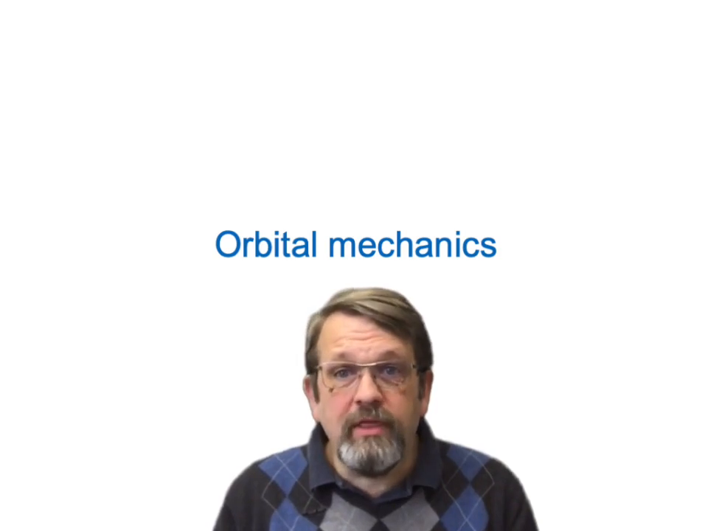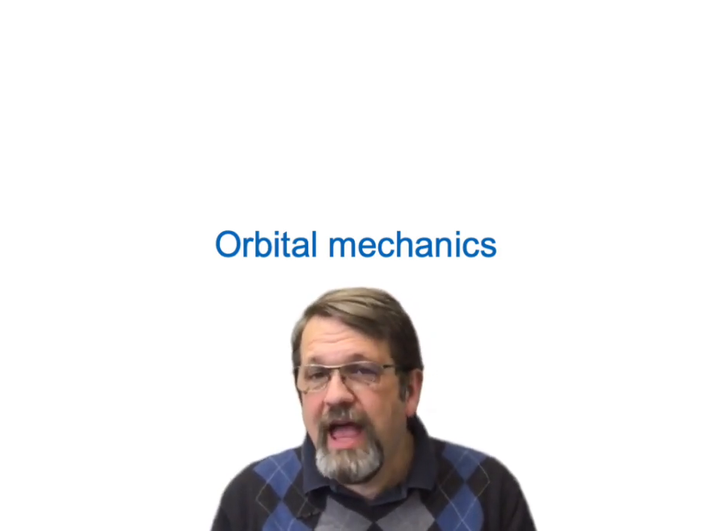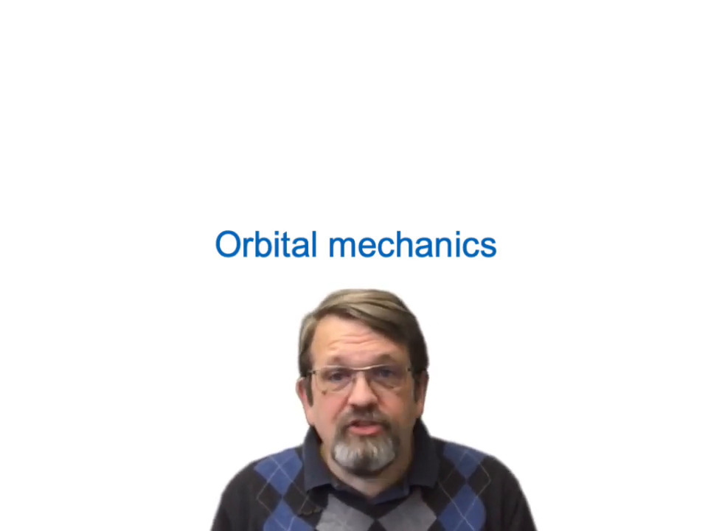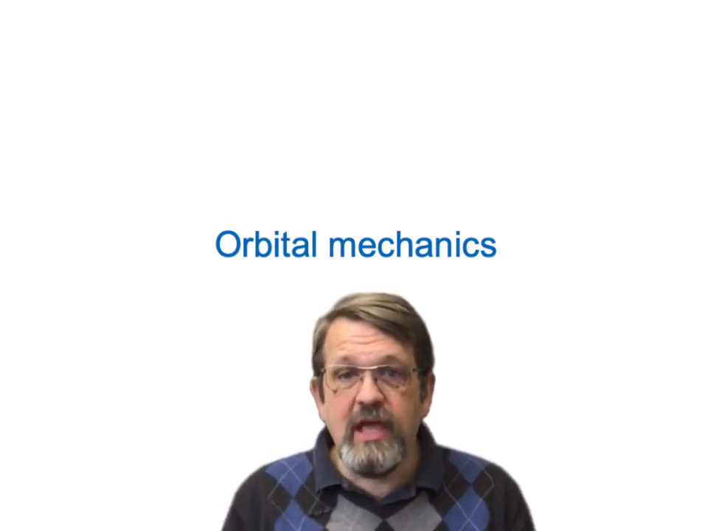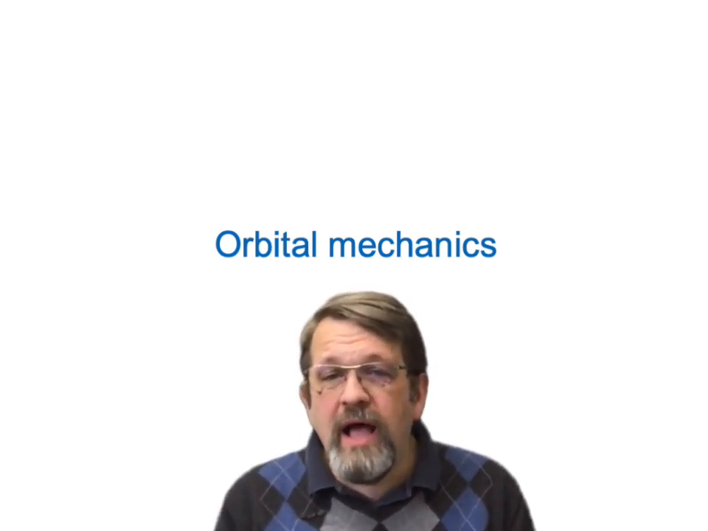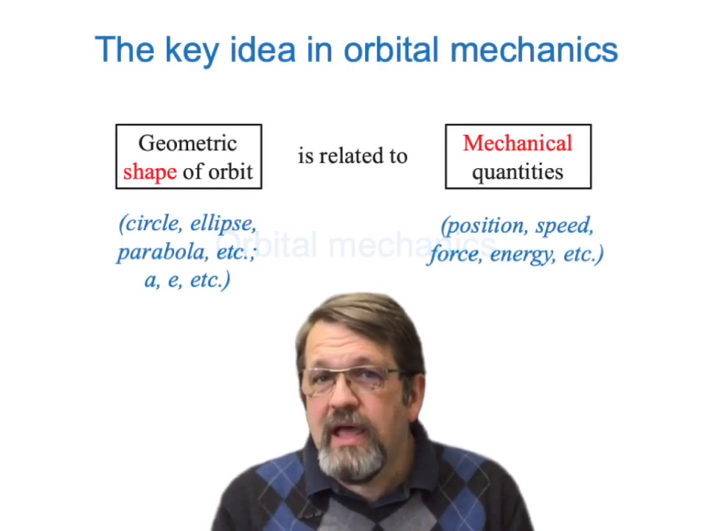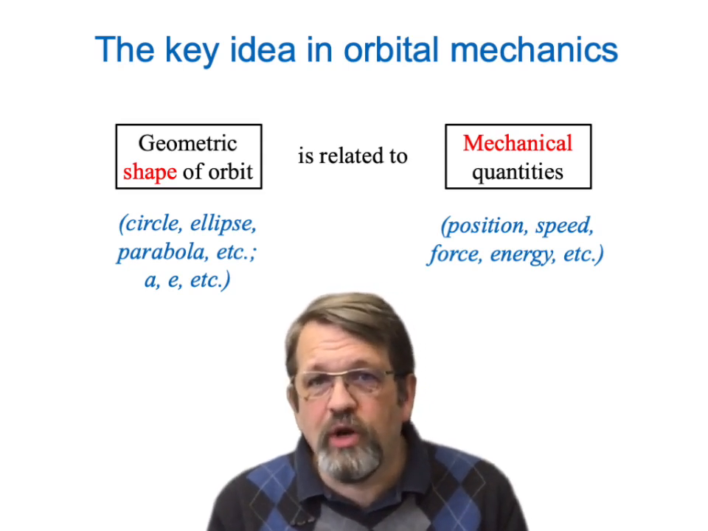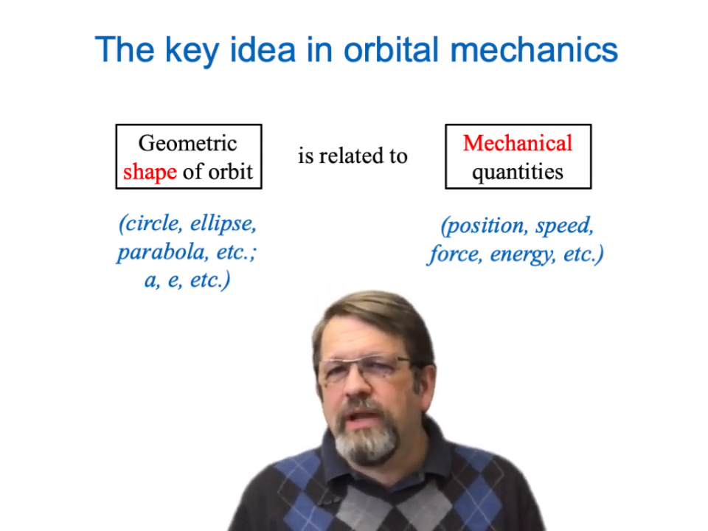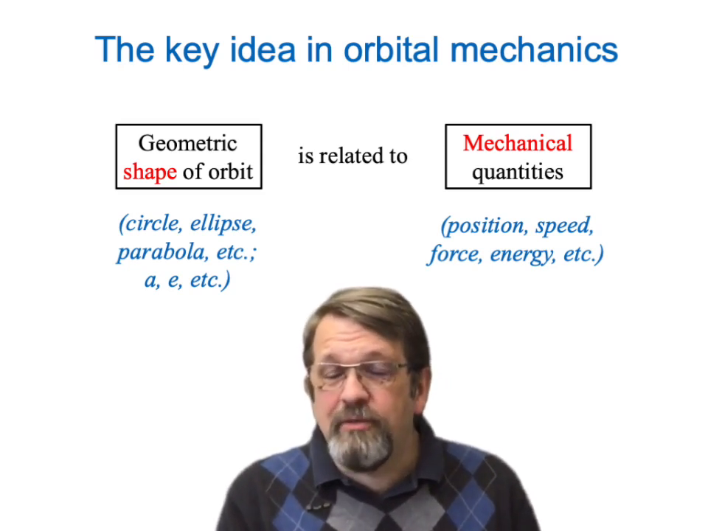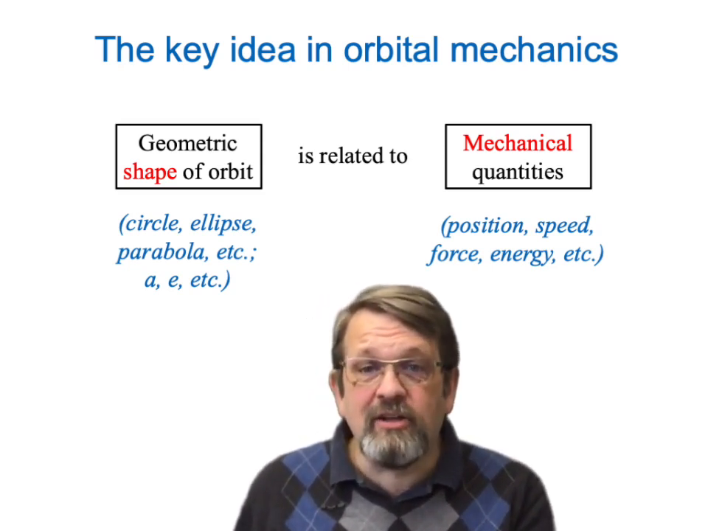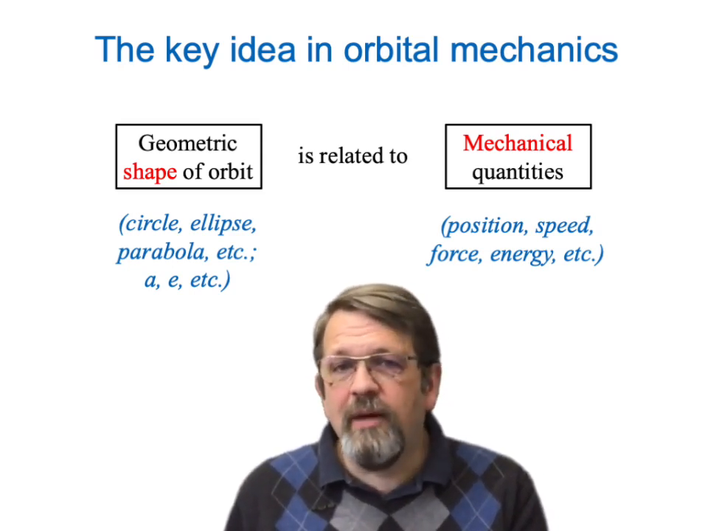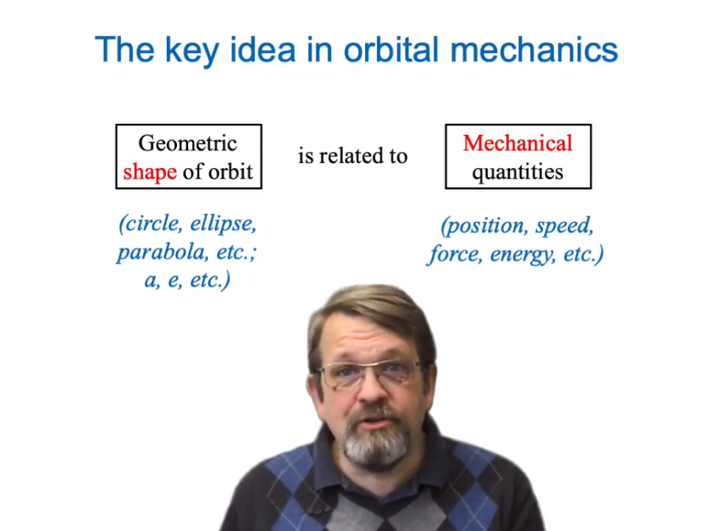Now, armed with our understanding of Kepler's laws and our knowledge of the mechanics of ballistic motion, we're ready to begin the subject of orbital mechanics. And orbital mechanics is based on one key idea, that geometric information about the shape of the orbit, whether it's a circle or an ellipse, what its semi-major axis is, what its eccentricity is, that geometric information is related to mechanical information. That is, information about motion, about force, about energy.